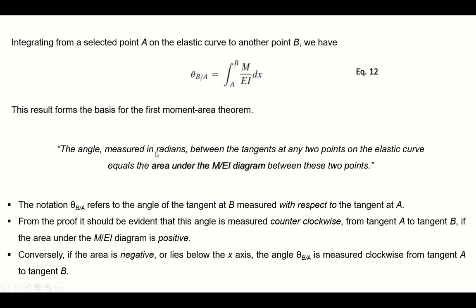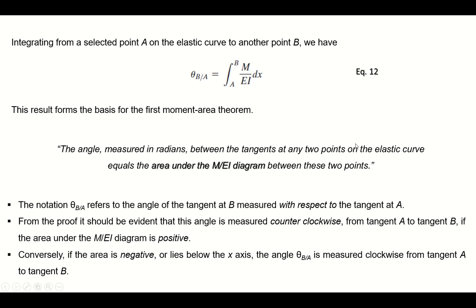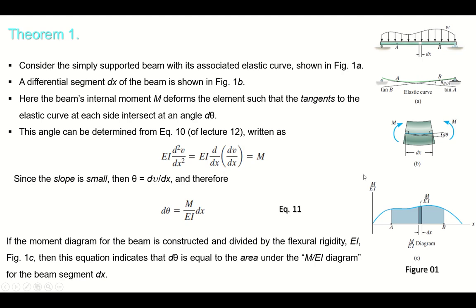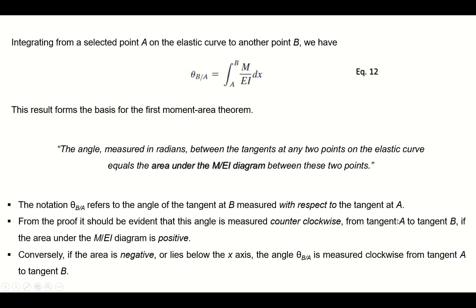which is measured in radians, is equal to what? Between the tangents at any 2 points. In this case the points are A and B. So between these 2 points the rotation or the angle is equal to the area under the M over EI diagram between these 2 points, right? So simply measure the area under the bending moment diagram between these 2 points, and that area will be equal to the rotation or the angle or the slope of the beam between these 2 points.